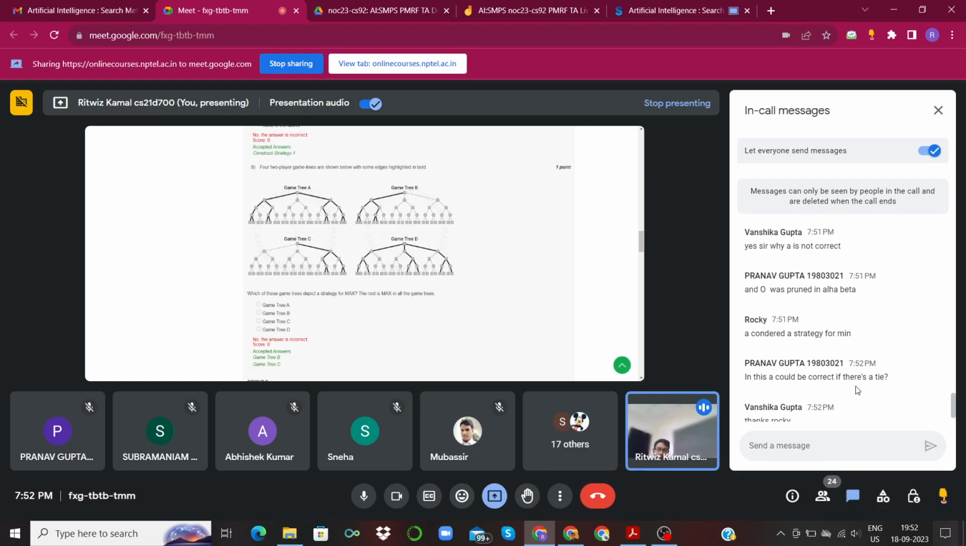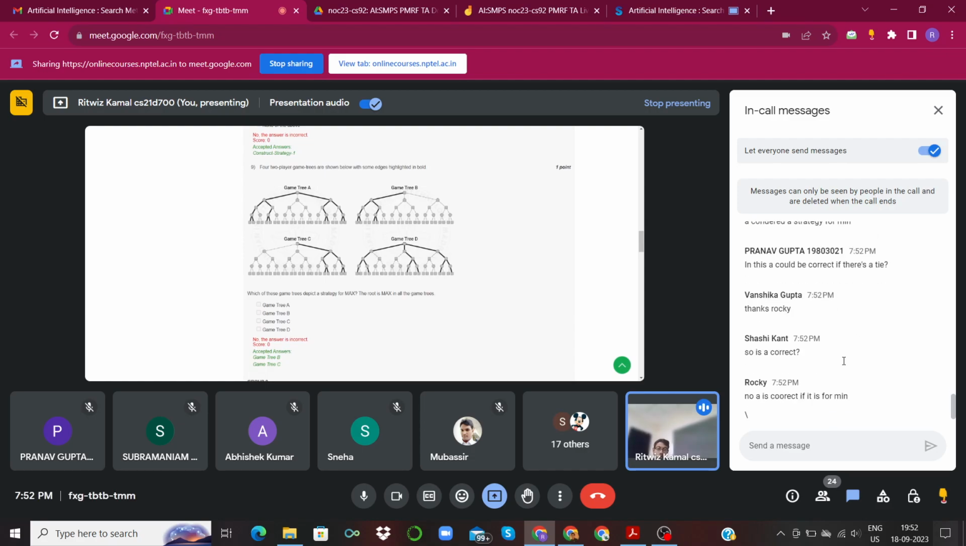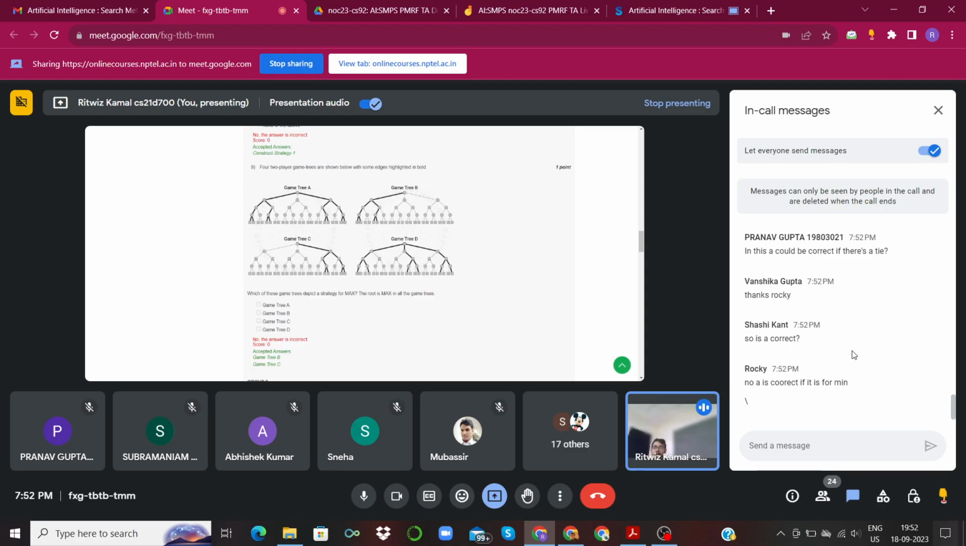No, A is not a correct strategy for max. If you want to find a strategy for min, just replace the max nodes with the min nodes and try to find a strategy. But that is not what the question is asking. So basically B and C are the correct options for max node, which is the root node in this case.